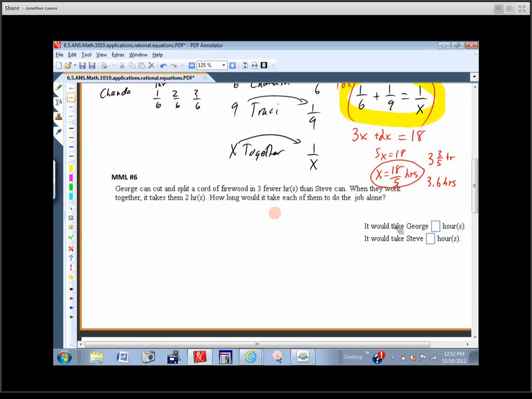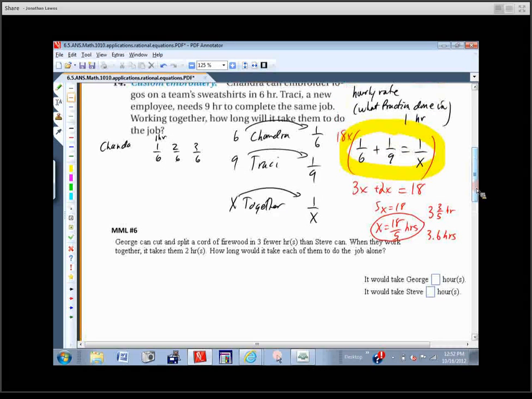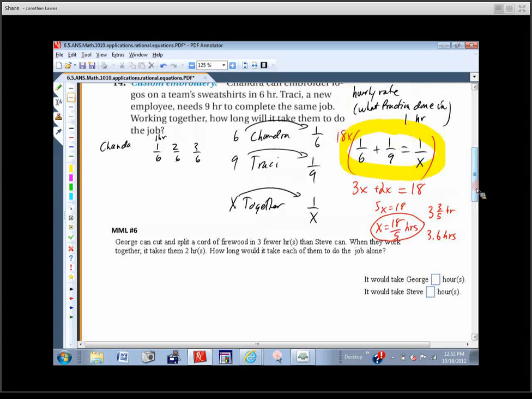So compare this setup with the previous one. We were told how fast Chandra could do it. We were told how fast Tracy could do it. We were not told how long it would take them to do it together. This one's different. We don't know how long it takes George. We don't really know how long it takes Steve, but we know Steve takes more time, right? If you read that carefully. Then it says they can do it in 2 hours together.